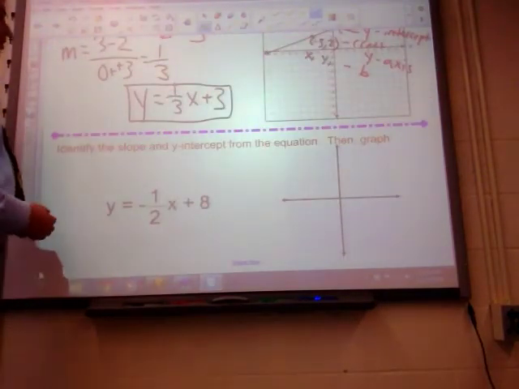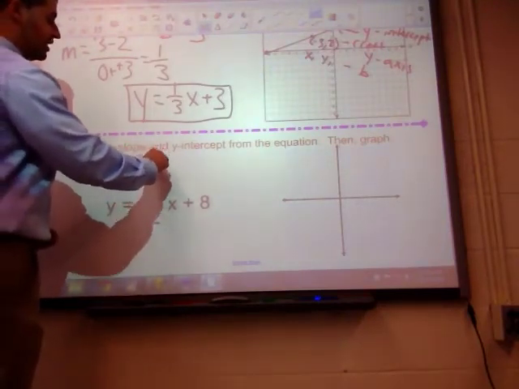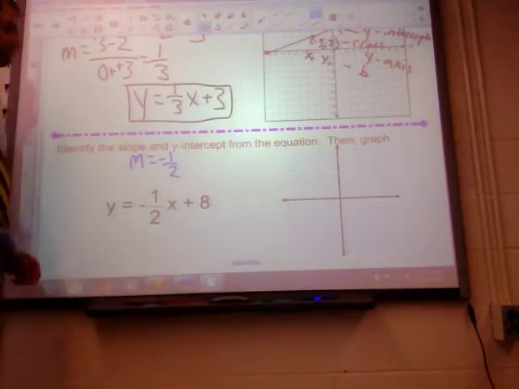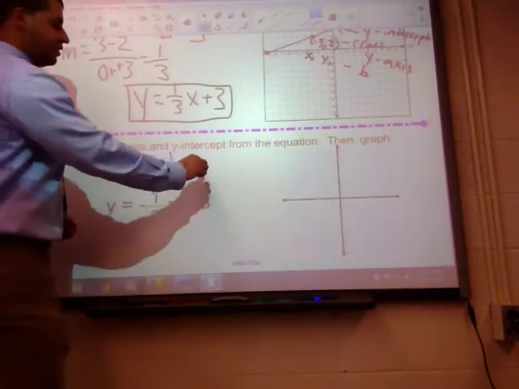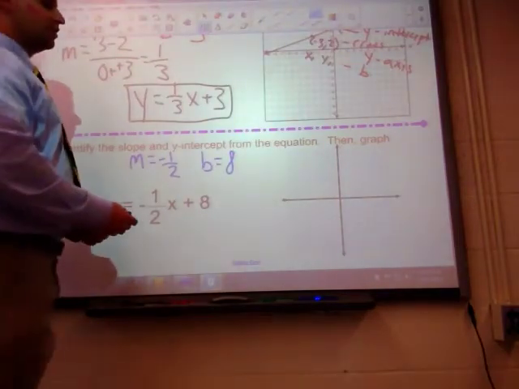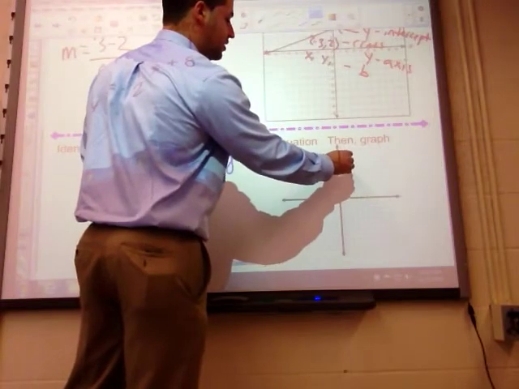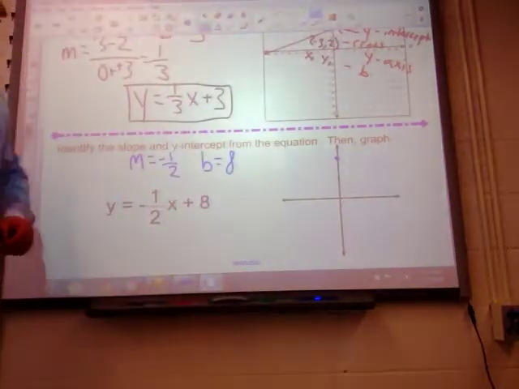For this one, identify the slope and y-intercept, and then graph. So the slope is negative 1/2, right? It's the m piece. And your y-intercept is 8. So we first can plot our y-intercept, because that's where we cross the y-axis, so we might as well just put our point there to start.